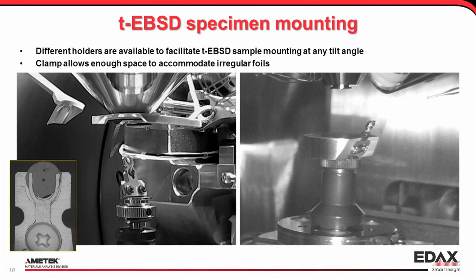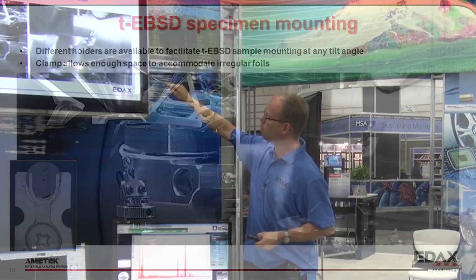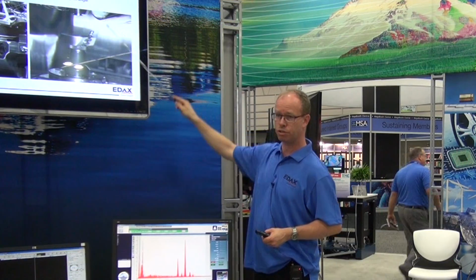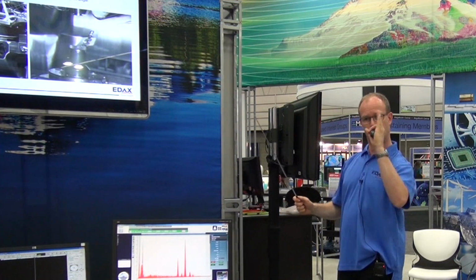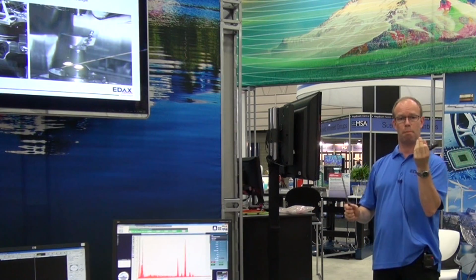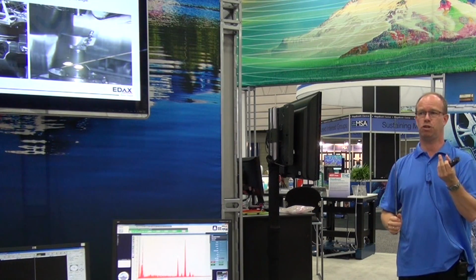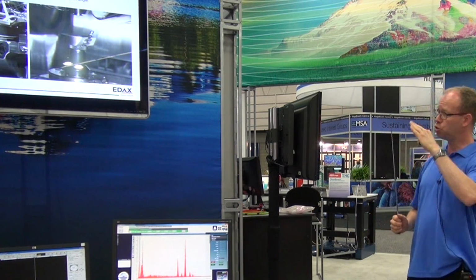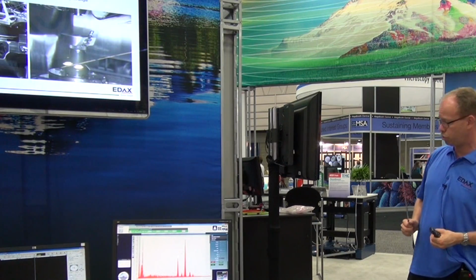Now here I have got two examples of holders. This is actually a prototype holder. We can supply the newer version of this, but I didn't have a picture of it, where you mount your sample in a little clip that you slide in on the side. It has different pre-tilt angles and different ways to mount it, so you can mount it in virtually any microscope to allow you to go to the transmission conditions.